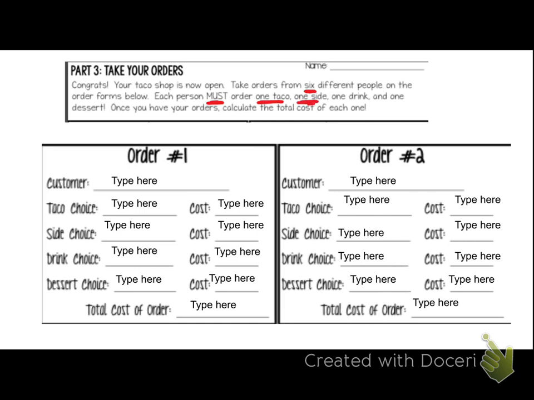One side, so some of you may have beans, some of you may have rice, some of you have something else. One drink, and then one dessert. Okay, so just single orders here. All right, so what you're going to do is your customer, let's say it's Joe Smith. You would write the name there. We can make it up.